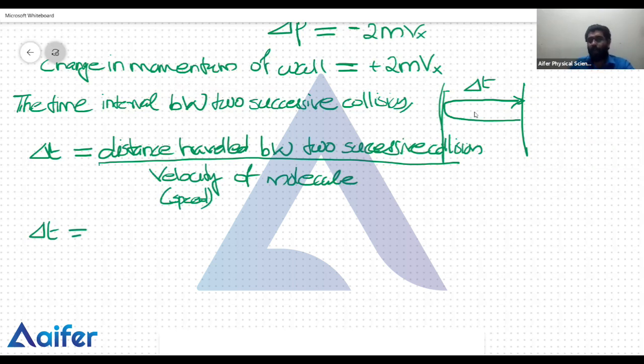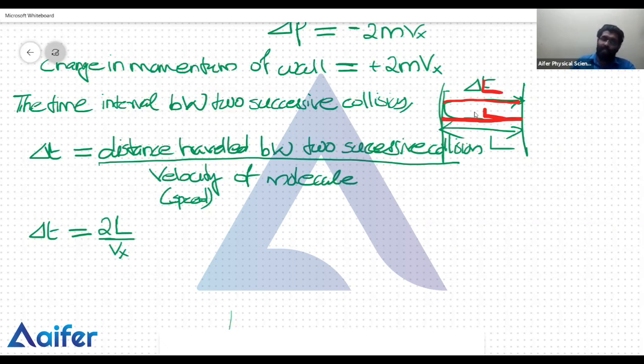What is the distance traveled? We already mentioned this cubical box which we have considered having a length L, right? So first this molecule collides, it will move a distance L backward, and it will come to collision with this wall, and again it goes like this. So between two successive collisions, it comes back a distance L and again a distance forward L. So total distance will be 2L divided by the speed of the molecule, which is nothing but Vx. Okay, so this is the time between two successive collisions.